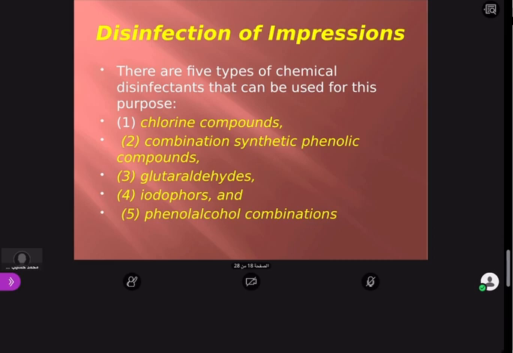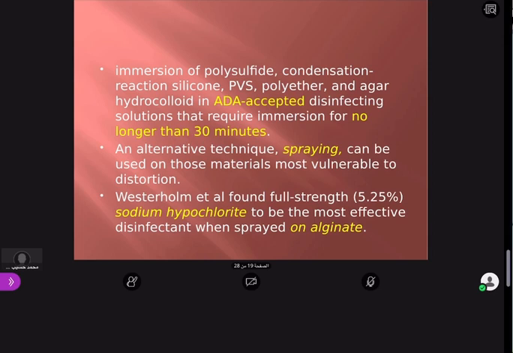So there are different materials which are used for this purpose, like chlorine compounds, combination synthetic phenolic compounds, glutaraldehydes, iodophores, pheno alcohol combination. So these materials are used for disinfecting the impression material. So immersion of the polysulfide, condensation reaction silicone, polyvinyl siloxane, polyether, and agar-agar hydrocolloid in American Dental Association accepted disinfecting solution should require immersion for no longer than 30 minutes.